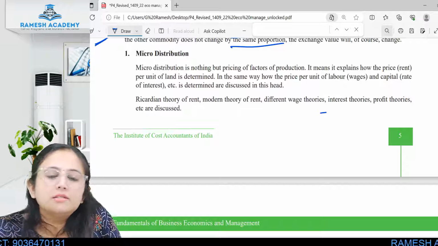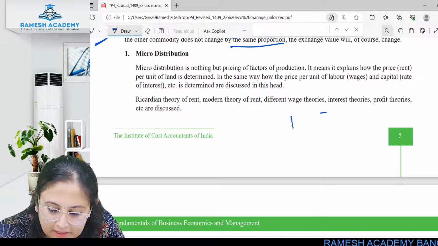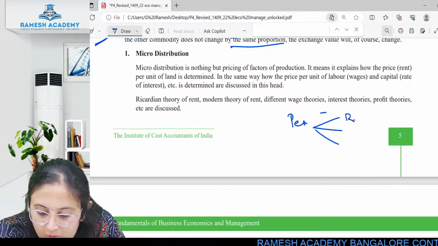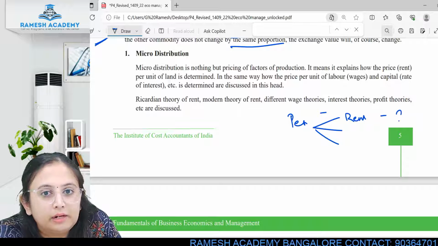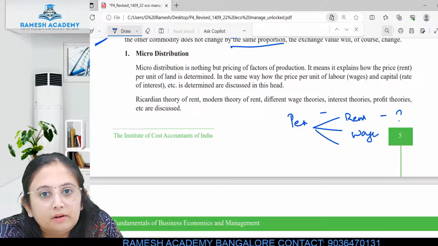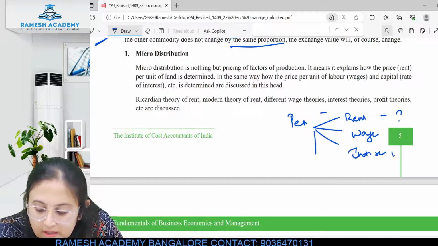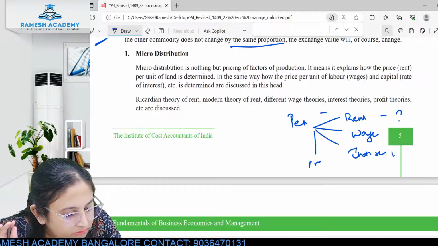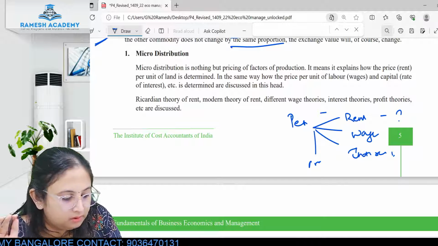See, now I am manufacturing a pen. For manufacturing a pen, I have taken a building on rent. So how is rent calculated? For this business, how is rent calculated, how much I am paying to workers as wages, what loan I have taken, how much interest I am paying, and at last how much profit I will get. So this is micro distribution. Okay, this is about micro distribution.